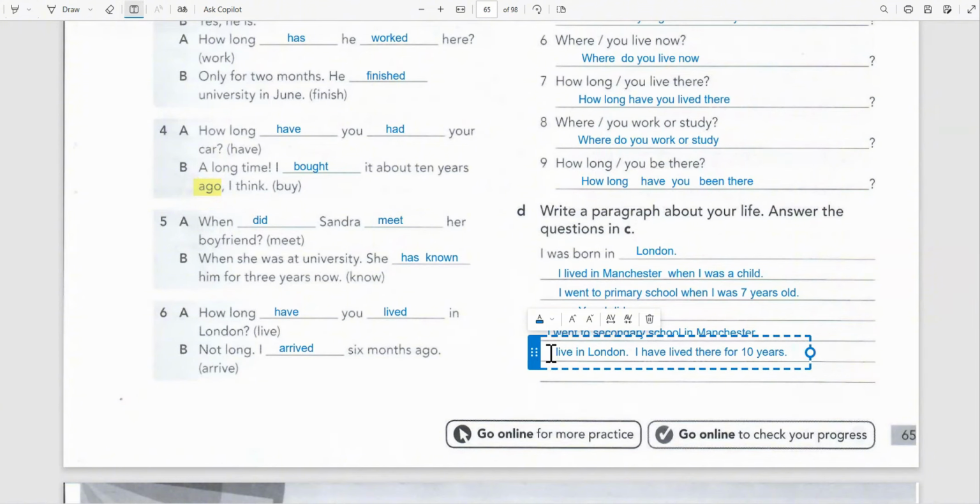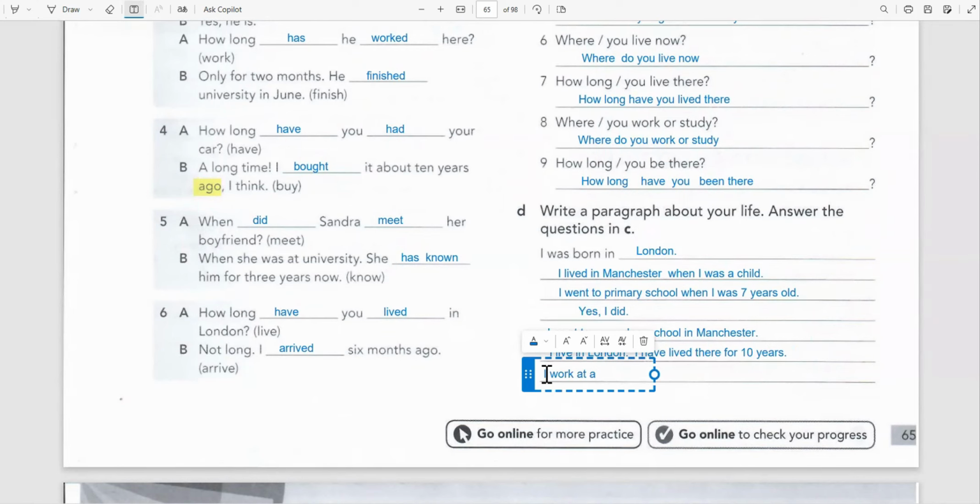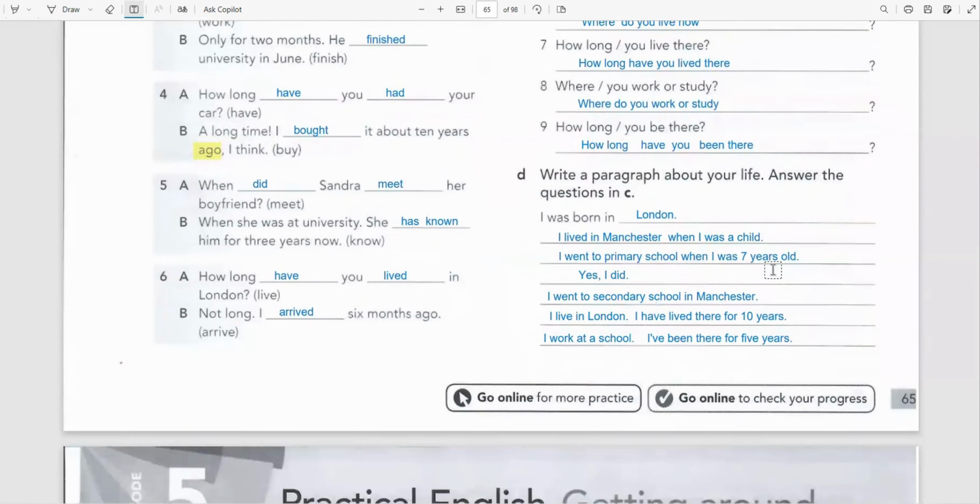So let's say I work at a school. I work at a school. And how long have you been there? I have been there for 5 years. I've been there. So we can also use contraction if I want. So I'm going to make it like that. I've been there for 5 years. Okay, guys. So in this way, we've done 65. Page 65 is done. So we're going to stop here.